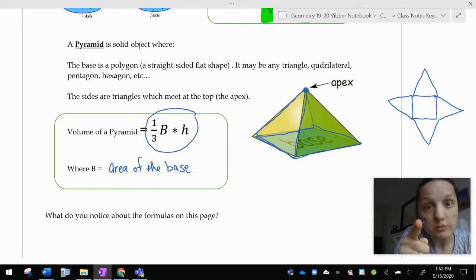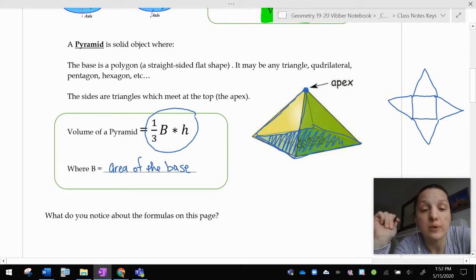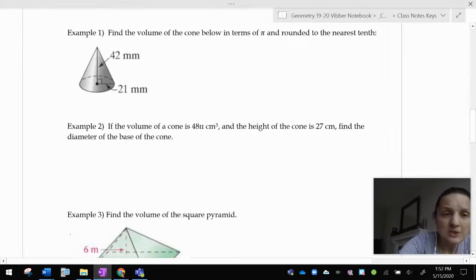The volume is what we're here for. The volume is 1/3 the area of the base times the height. So whatever your base is, you just need an area formula for that shape, or you need them to have given you the area of the base. Let's try it out.